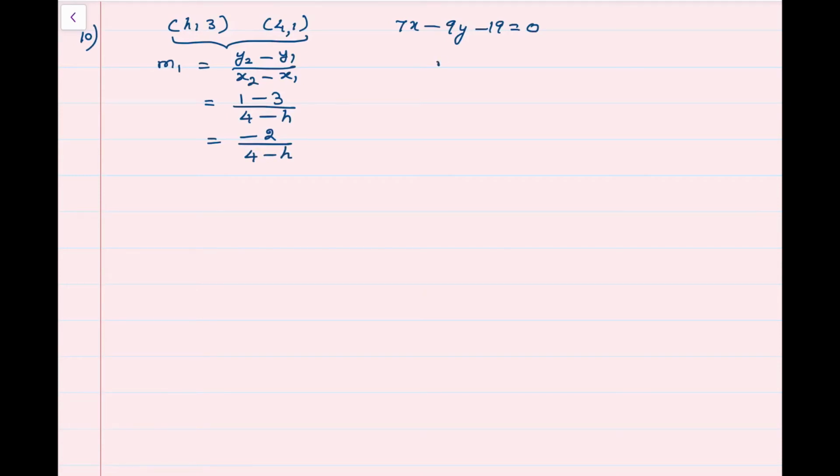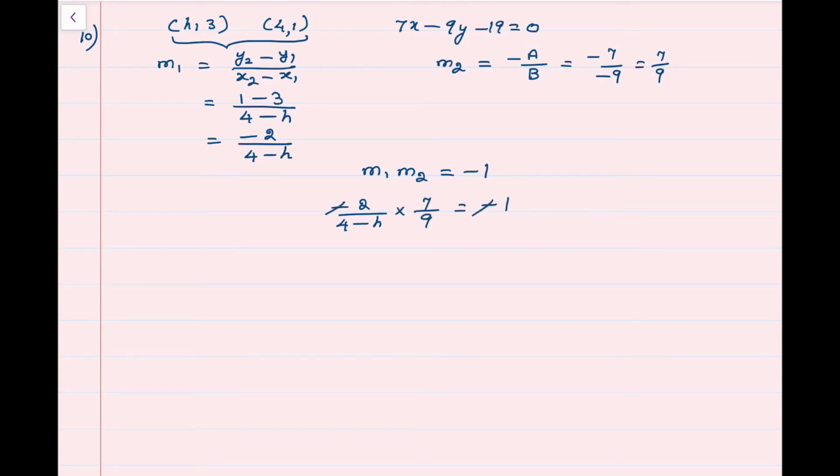We will find the slope of this line. We will take it as m2. The formula is minus a by b because it is in general form. Minus a is the coefficient of x and b is the coefficient of y, so the slope is 7 over 9. Now, these two lines are perpendicular. The perpendicularity condition is m1 m2 is minus 1. Minus 2 divided by 4 minus h times 7 divided by 9 is minus 1.